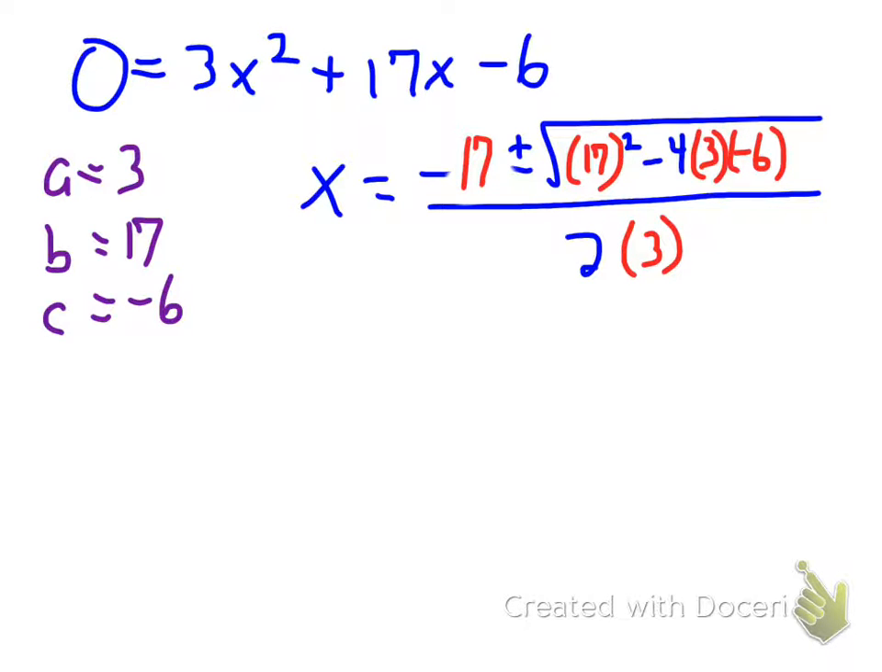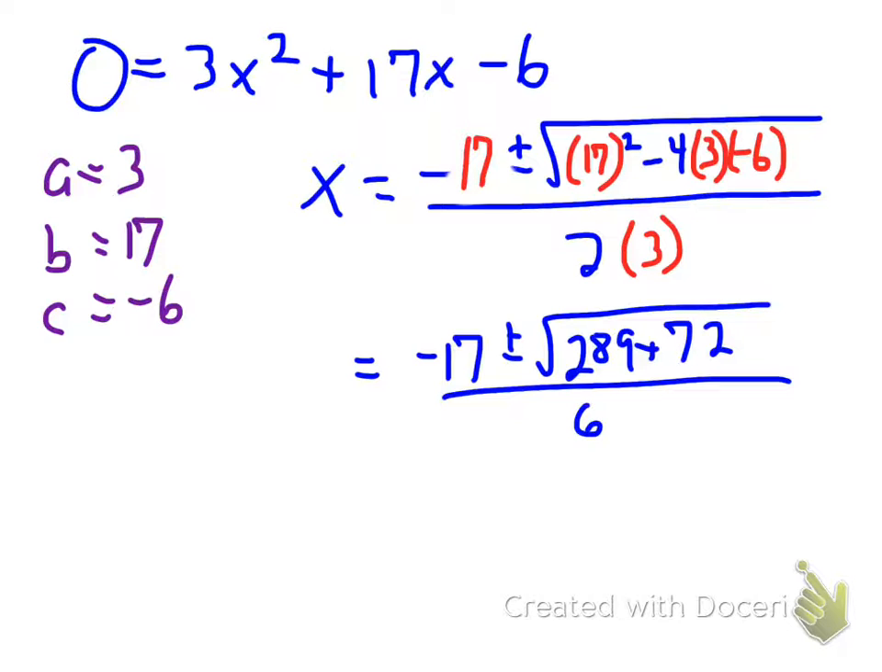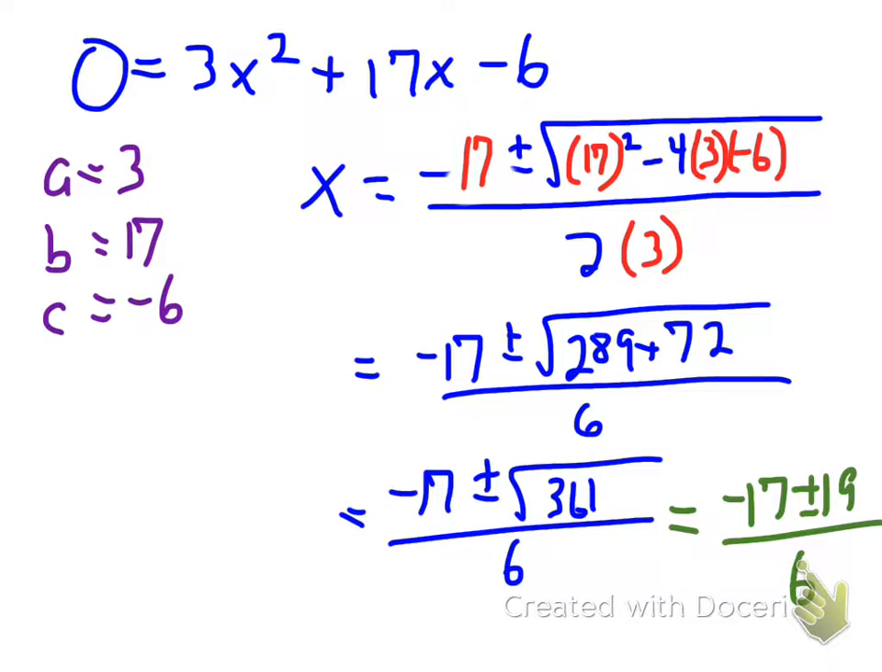I always want to simplify underneath the square root symbol first. So 17 squared gives me 289. Negative 4 times 3 times negative 6: I have a negative 4 and a negative 6, which makes it a positive, so I have a positive 72. My denominator is 6, 2 times 3. Simplifying underneath that square root symbol again, 289 plus 72 gives me negative 17 plus or minus the square root of 361 over 6, and the square root of 361 is 19.